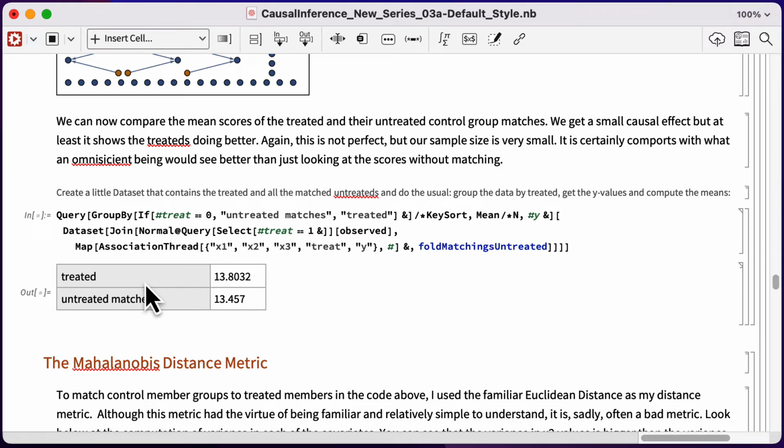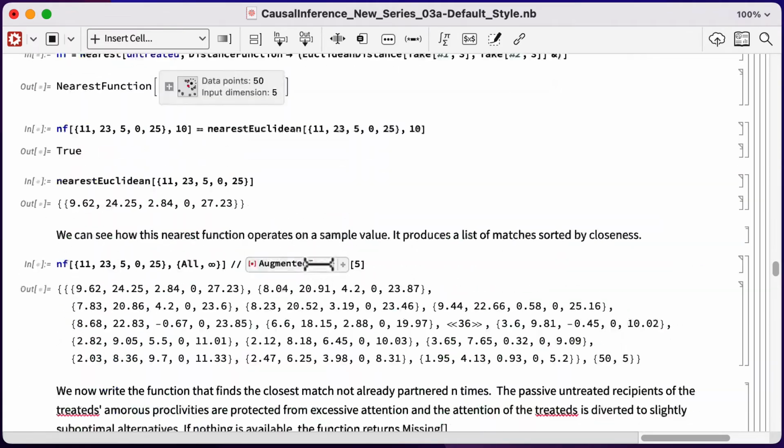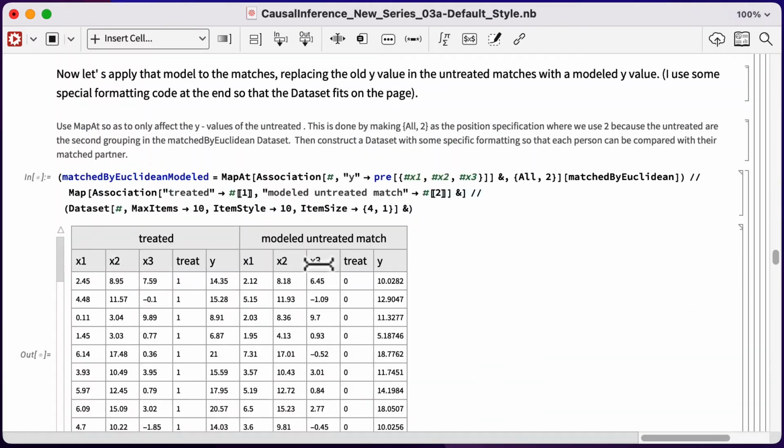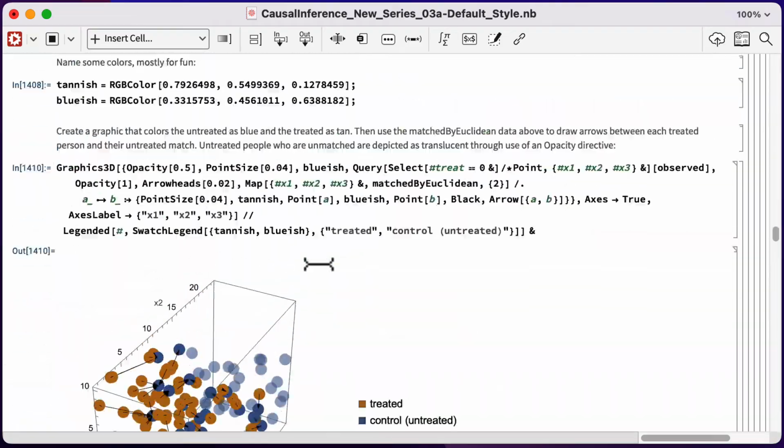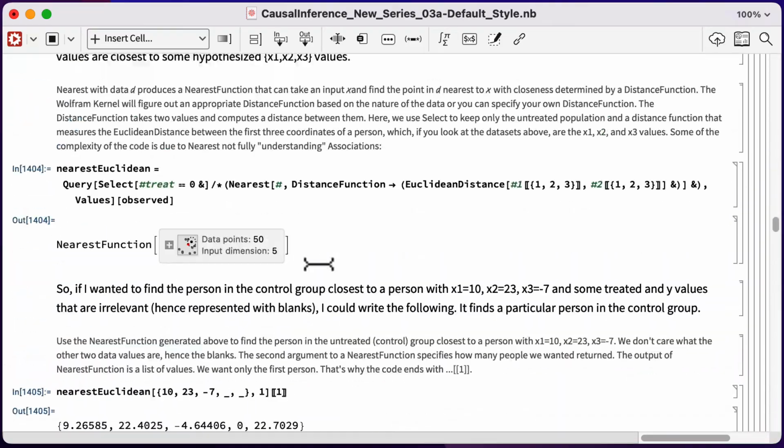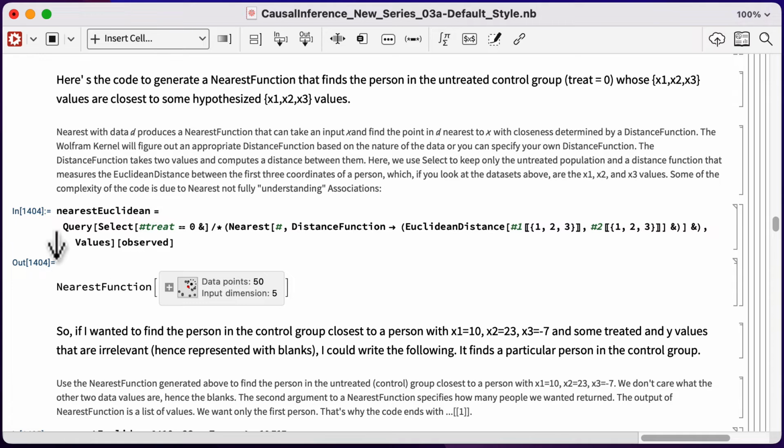And so my point here is simply to point out that there are all sorts of complications to matching. I just dealt with how many matches you get. I'm now going to deal with another complication, which is the distance metric. Remember, I used the nice Euclidean distance when I computed my nearest function all the way up here. But that's potentially a problem.